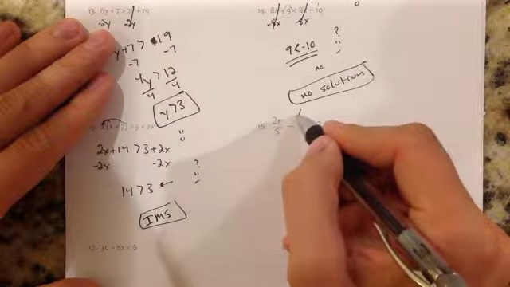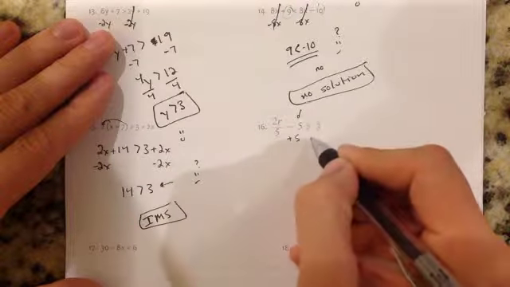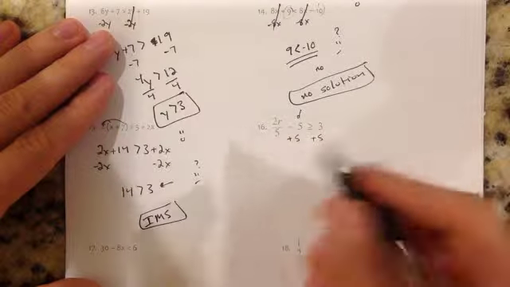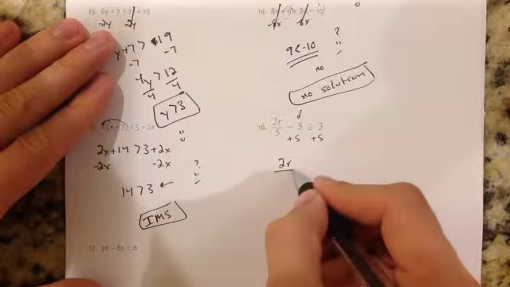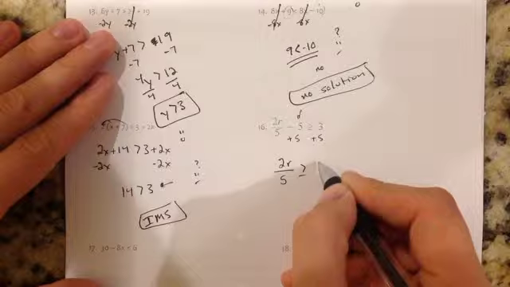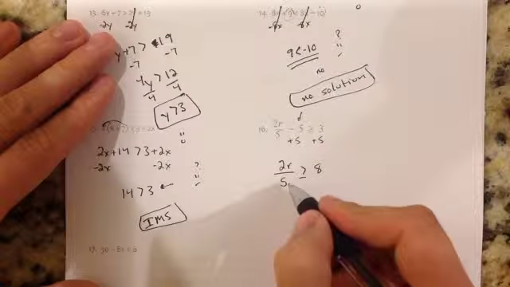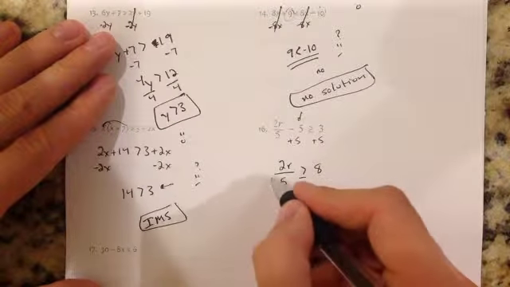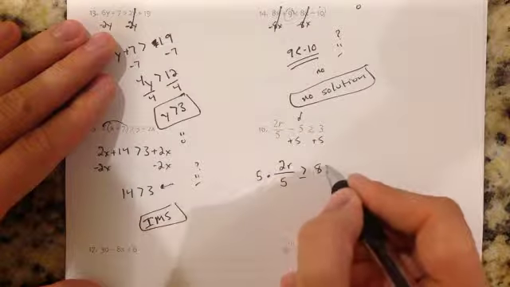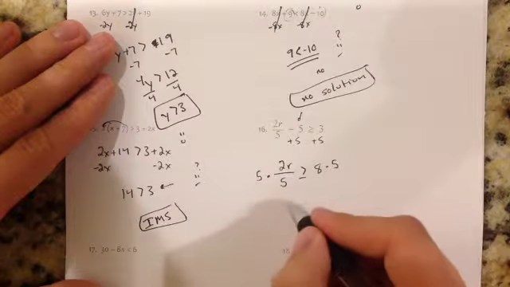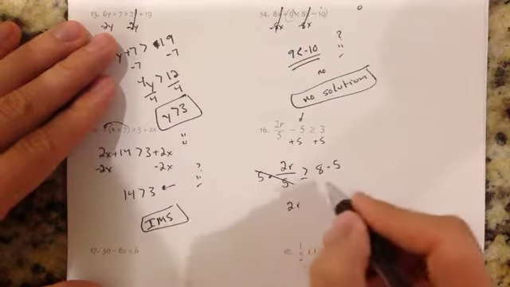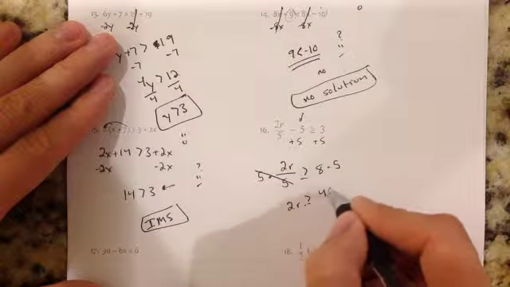Several steps. First thing we want to get rid of this is minus 5. It's easy to get rid of. All I have to do is add 5 to both sides. I will get 2r over 5 is greater than or equal to 8. The next step, divided by 5 here. I want to get rid of that divide by 5. So I multiply both sides by 5. I'm going to get 2r is greater than or equal to 40.